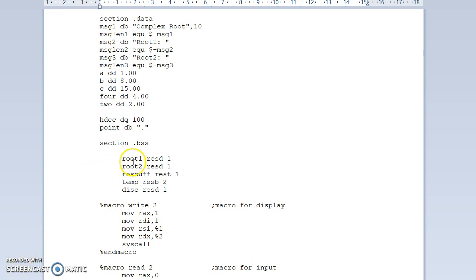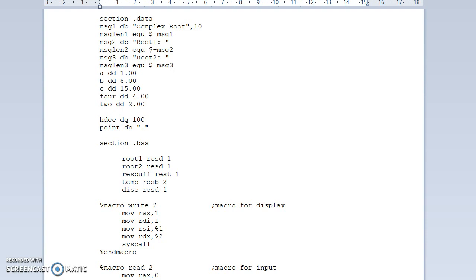So looking at the program, as usual it is having section .data. Section .data is used to declare the variables that are being used in the program. The formula that we are going to use to find out the roots will be your normal formula for quadratic equation, minus b plus or minus under root b square minus 4ac, the whole upon 2a.